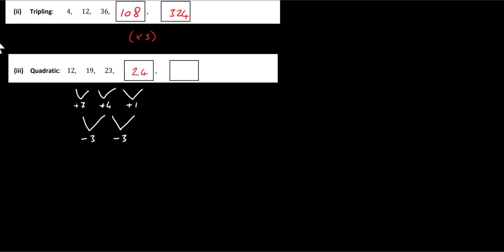So let's go again down here. We've got to subtract 3. So if we subtract 3 from plus 1, that'll give us minus 2. So that means to go from 24 to the next term, what we've got to do is subtract 2. So that'll give us 22 here. And that's really it. There are the next two terms for those three number sequences.